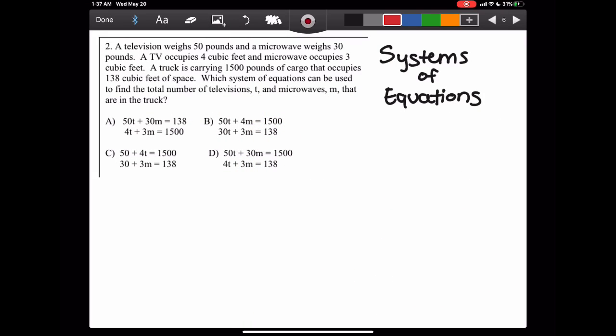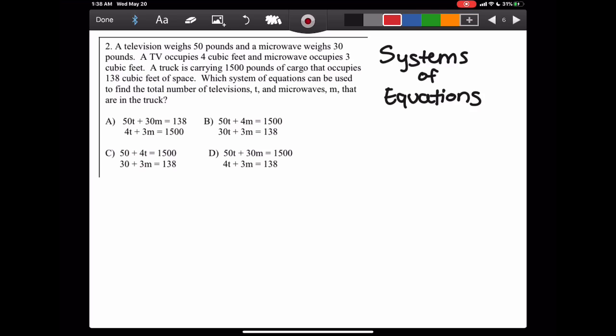Another thing that's going to be on the final is going to be a question about systems of equations. Remember that when you have a system of equations, you're going to have two different equations, and you want to actually read the problem thoroughly to see the important things and the stuff that may not be too important. Let's read this one together.